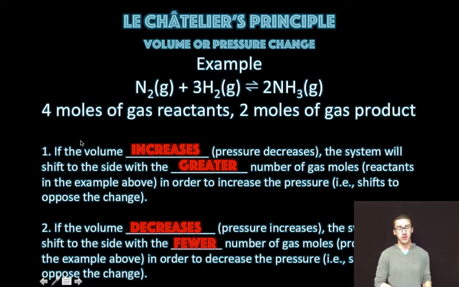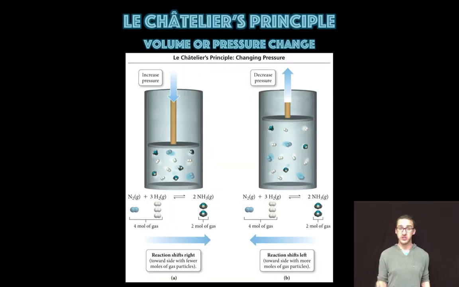So how does volume or pressure stress a system? If the volume increases or pressure decreases, the system is going to shift to the side with a greater number of gas moles in order to increase the pressure and reestablish equilibrium. However, if the volume decreases or pressure increases, the system is going to shift to the side with fewer gas moles in order to decrease the pressure. Again, in both of these situations, you're trying to think about how it is going to shift to counteract that stress and reestablish equilibrium.